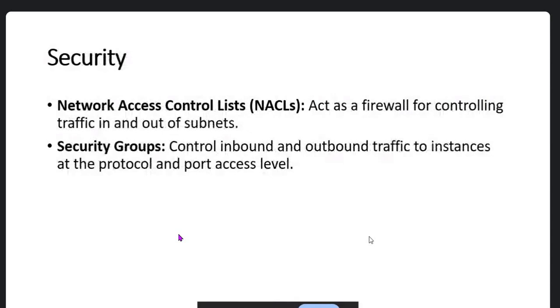Network access control is NACL. It acts as a firewall for controlling traffic in and out of the subnet. Then security groups, it also controls the inbound and outbound traffic to instances at the protocol and port access level.